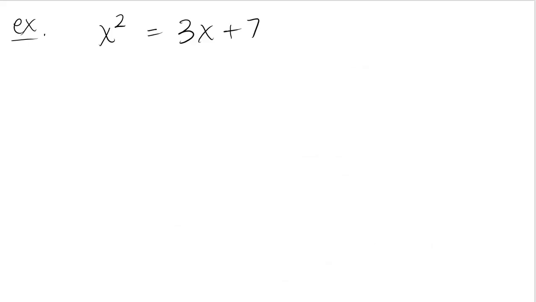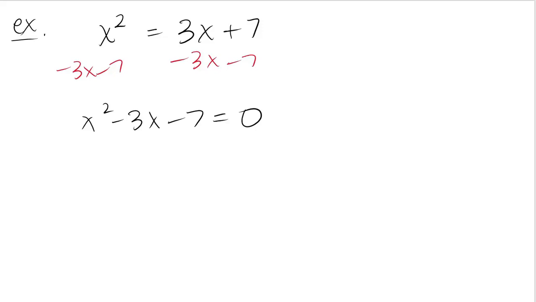Let's do another example. This one says x squared equals 3x plus 7. And we discussed this before, but I just want to talk about it. It looks like it's set up for extraction of roots because we have an x squared isolated on one side, but unfortunately there's an x on the other side. And because we have variables on both sides, extraction of roots won't work. Instead, I'm going to move everything to one side. x squared minus 3x minus 7 equals 0.